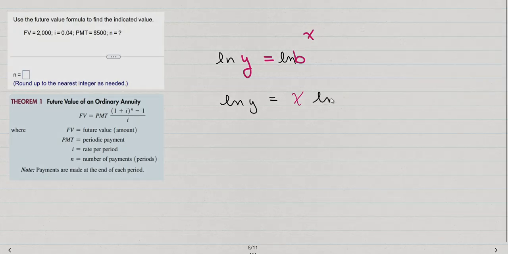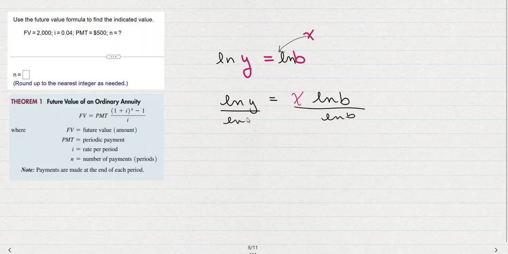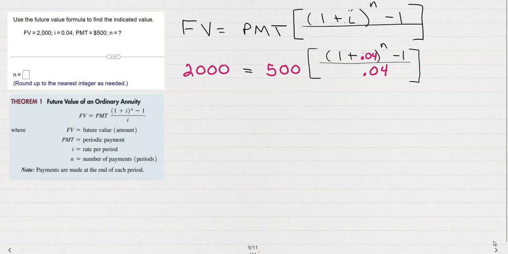And why is that? That's an exponent property. So when we have an exponent with a log, natural log, or any other base log, the x falls down. So you might need a review of that. Do you see how you would then solve for x? The next step would be to divide both sides by the natural log of b. So we would have x is equal to the natural log of y divided by the natural log of b. Let's see how that applies with our example.